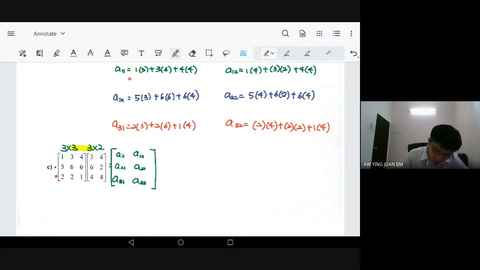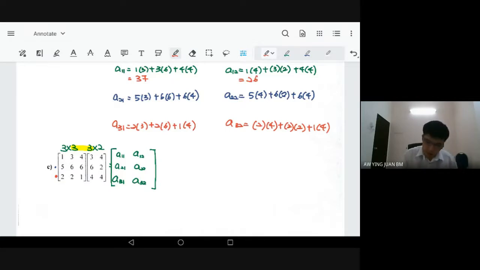So jawapan kita 37. A12 kita boleh dapat 4 tambah dengan 6 iaitu 10. 10 tambah dengan 16 kita dapat 26.